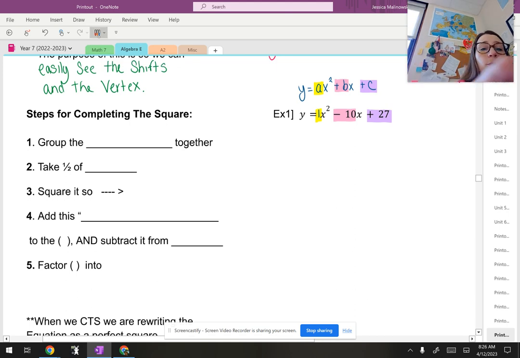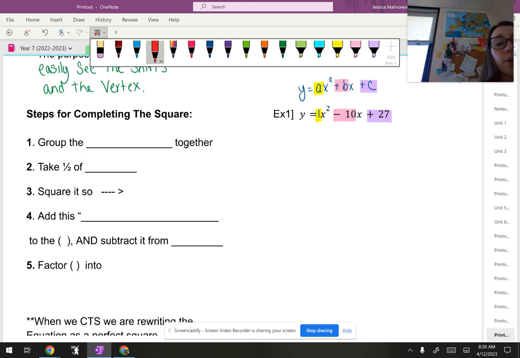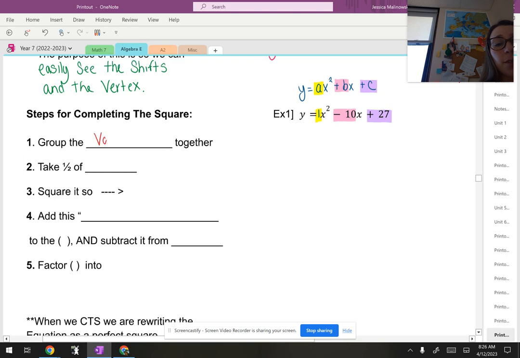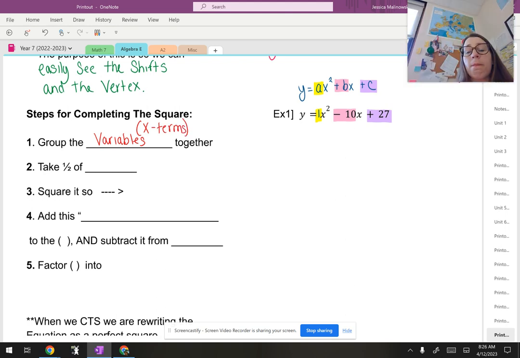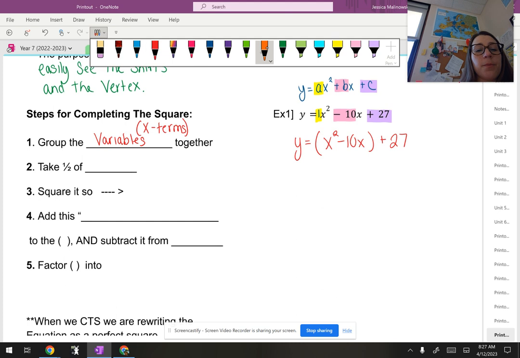Okay, so first thing you're going to do is rewrite the equation so your variables are grouped together. You want to group the variables together, basically the x terms, not the y. So y equals parentheses x squared minus 10x close parentheses plus 27 on the outside. Group the variables together. Step 1, done.